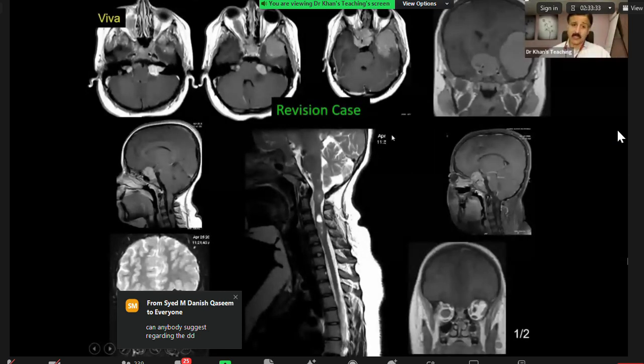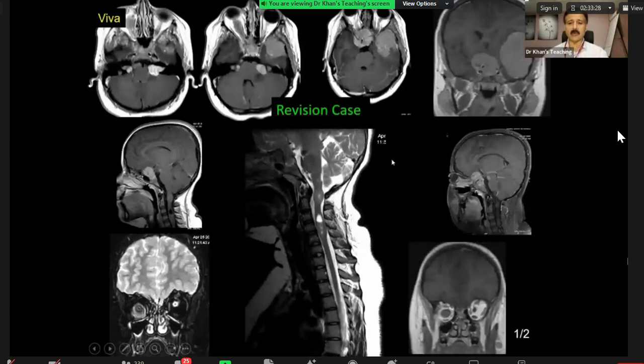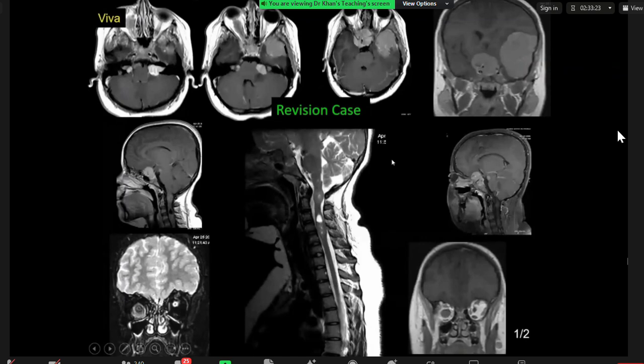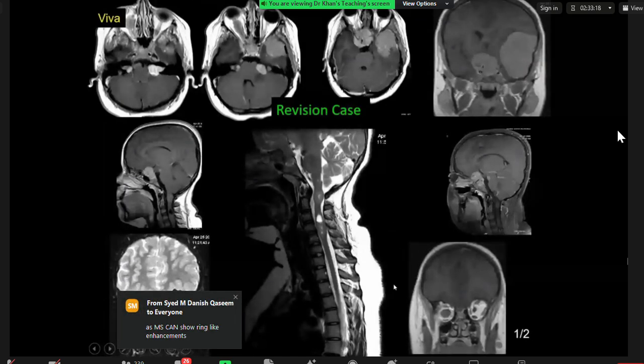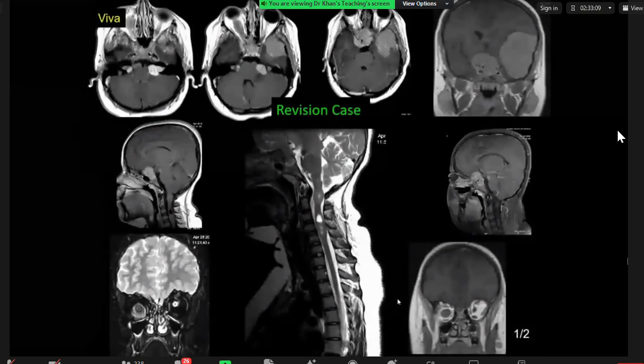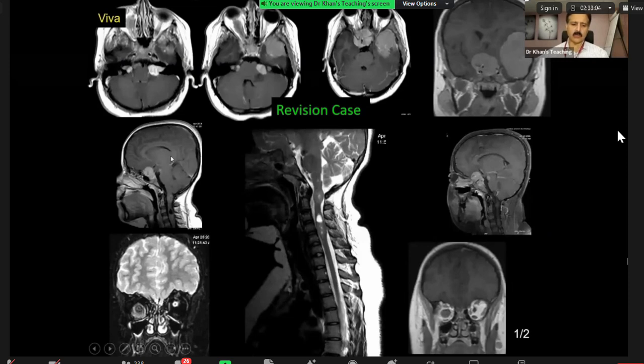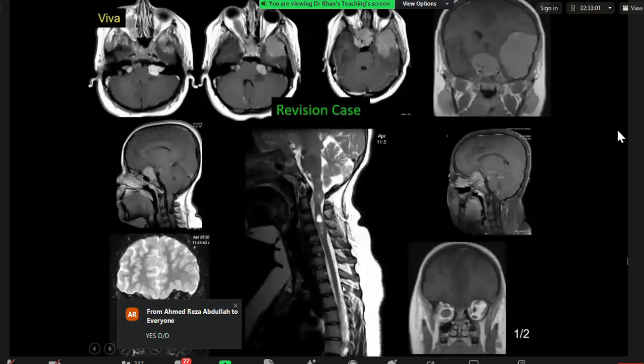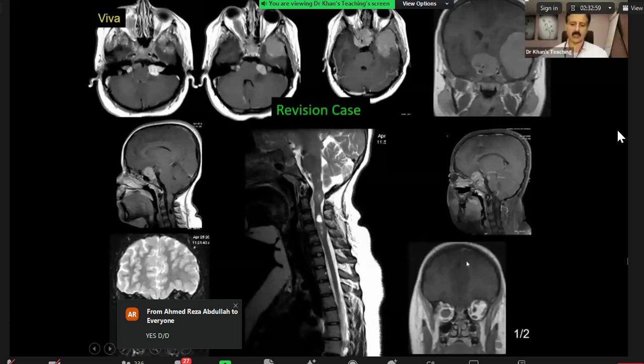This is a revision case which we have covered in our brain module. Can you please describe your findings? Okay, so I'm presented with multiple spot MR images of the brain and cervical spine. On the top left images, I can see high T2 signal. These are all post-contrast. Okay, this is T2, this is post-contrast, over to you.